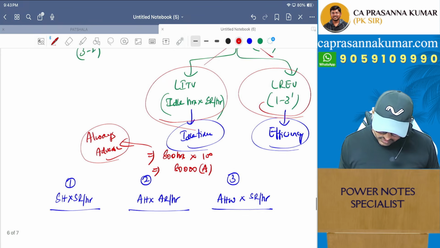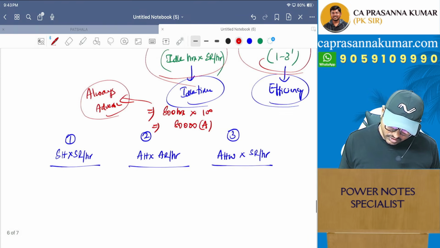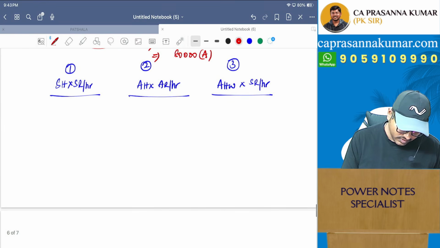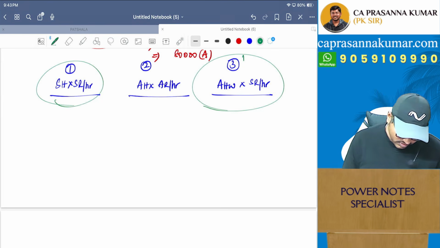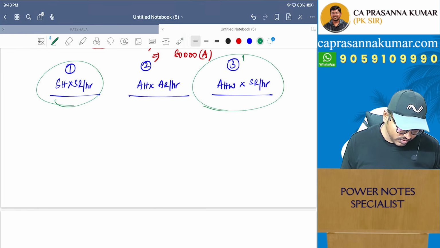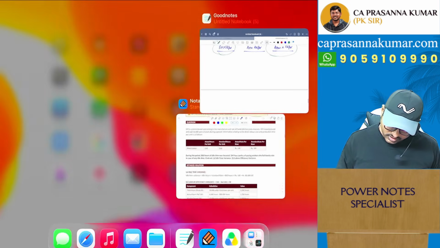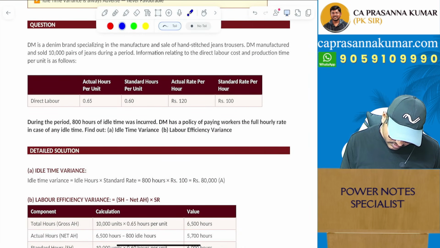Clear? Okay. Then what about efficiency variance? You know the formula: 1 minus 3 dash. We have 1 over here. Calculate 1, then calculate 3 dash. 3 dash is nothing but actual hours worked into standard rate. So what is 1? SH, standard hours for actual output. What is standard hours for actual output? Very simple. Standard hours per unit is given as 0.6.